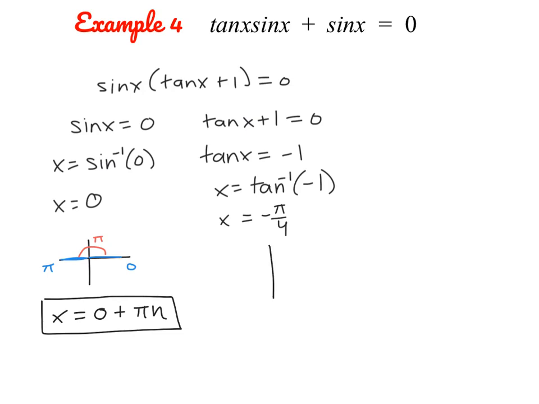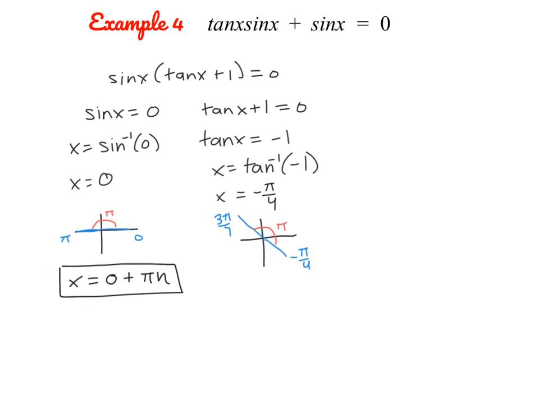Now, for the second part of our answer, here's -pi/4. We know that tangent is also negative in quadrant 2. So we know that the tangent of 3 pi/4 is also equal to -1, so that works. And again, the distance from here to here is pi, which means this is also pi, so it repeats every pi units. So we can write this portion of our answer like this, plus pi n. And there you go.